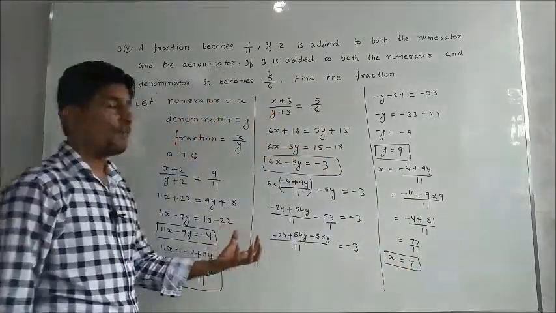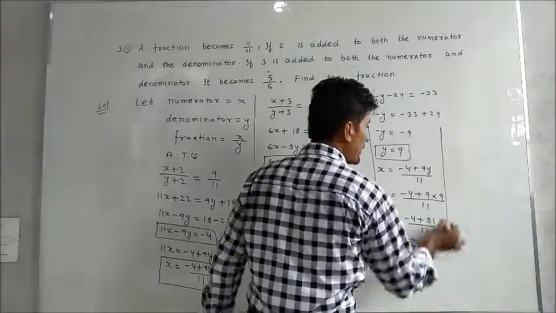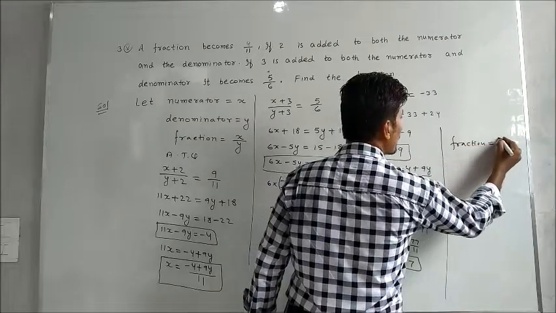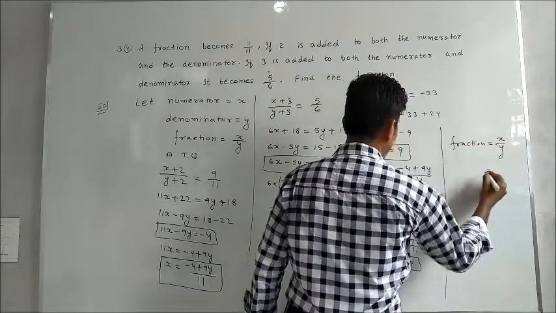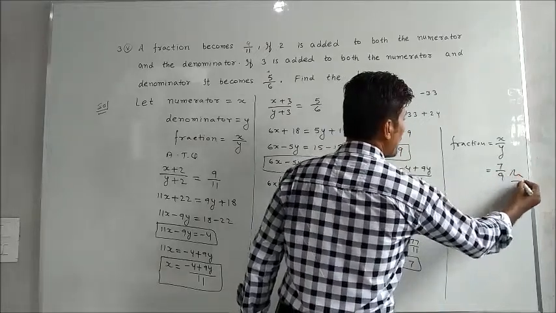Now we have to find the fraction. As fraction is equal to x upon y, hence we can write here fraction equals x upon y. Hence the value of x is 7, value of y is 9. So this is our solution.